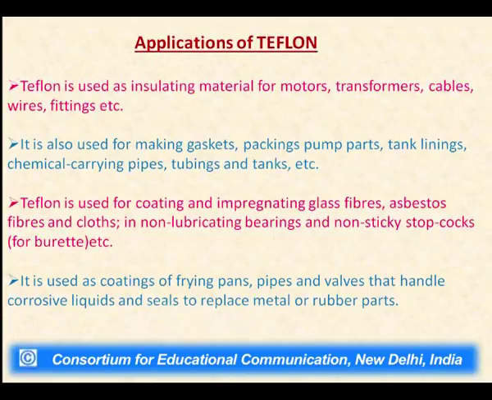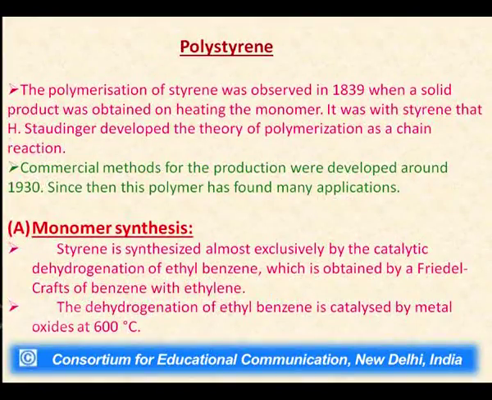It is used as a coating of frying pans in non-stick kitchen utensils. That non-stick coating is of Teflon polymer. It is also used in the pipes and valves that handle corrosive liquids, and in seals to replace metal and rubber parts. Then one more addition polymer is polystyrene.